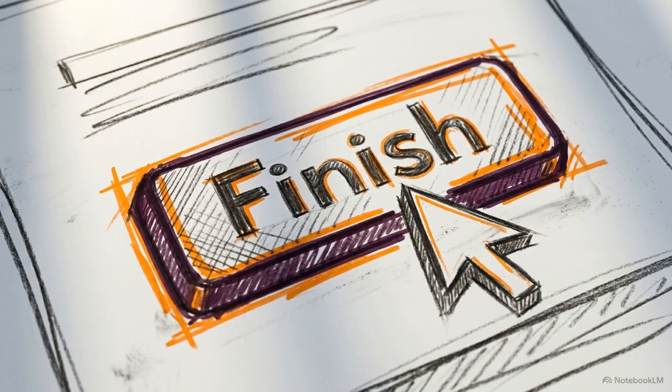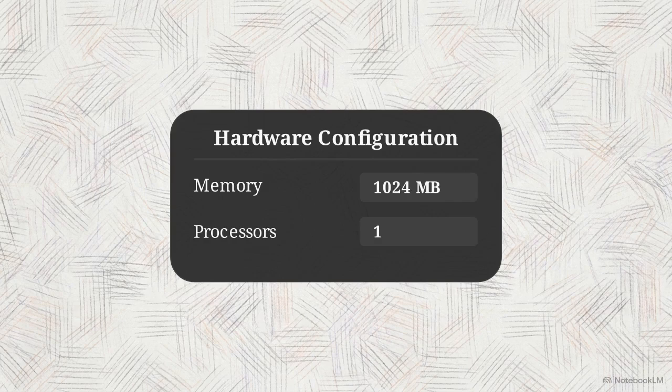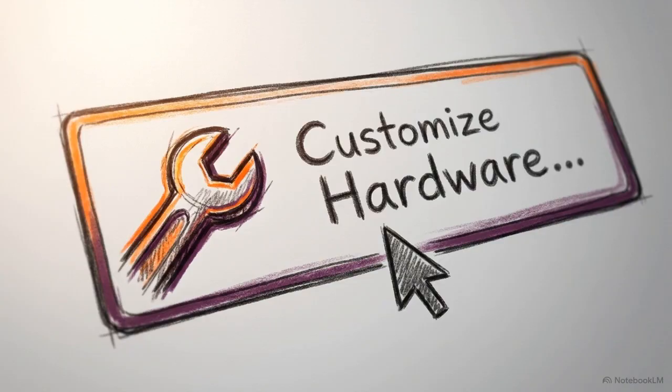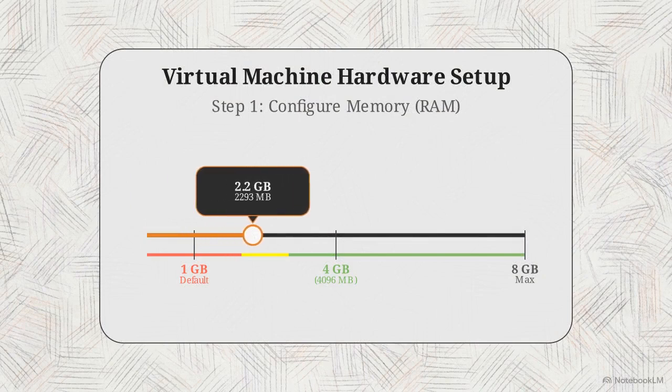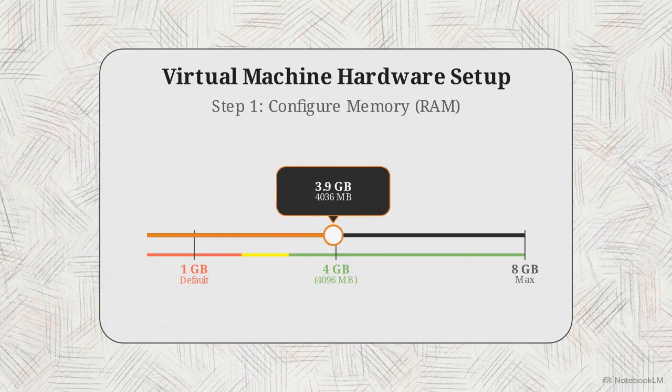Before you click the final Finish button, stop. The default settings will leave your new Linux environment severely underpowered. Instead, navigate to the menu and click the Customize Hardware button. This sliding scale graphic demonstrates the first necessary adjustment, moving the memory allocation up from the restrictive 1 GB default and into the 4 GB or 4096 MB range.